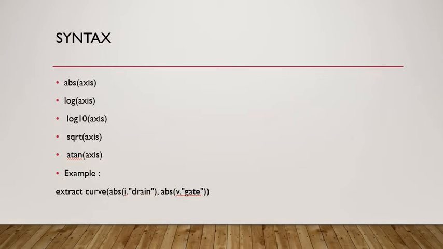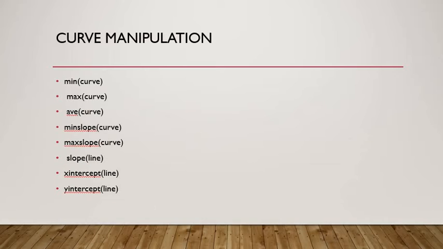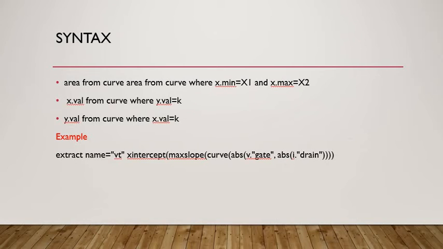Now going to some more curve manipulations. You can see that you can calculate the mean curve, max curve, AV for average, min slope, minimum slope, maximum slope, slope, x-intercept, y-intercept. You can get these kinds of things in the simulations, and many more. I will show you one more. If you want some area from a curve where x dot min is x1 and x dot max is x2, so if you want a particular area, you can also get it from here.